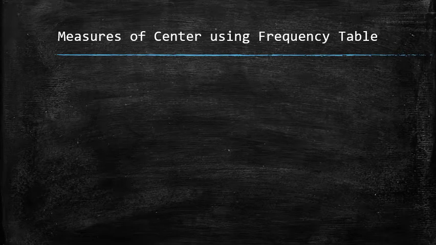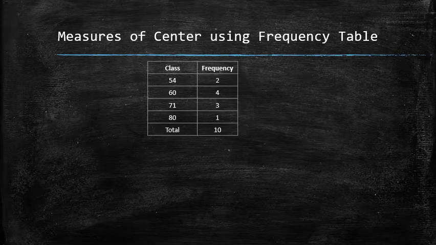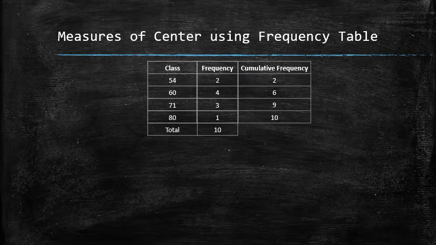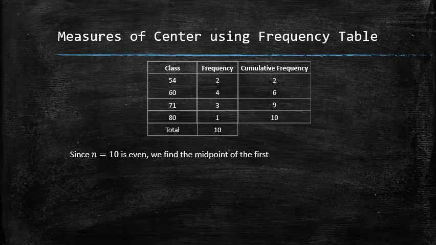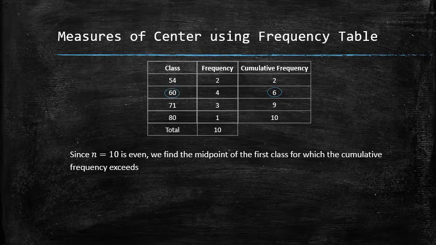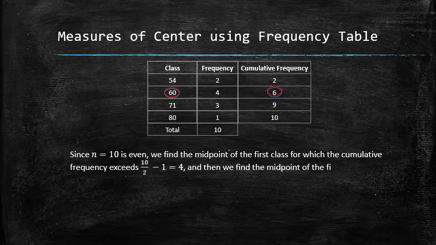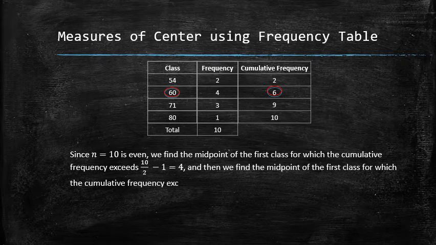Let's consider the following frequency table again, along with its cumulative frequency table. Since n is even, we find the midpoint of the first class for which the cumulative frequency exceeds 10 divided by 2 minus 1, which is 4. And then we find the midpoint of the first class for which the cumulative frequency exceeds 10 divided by 2, which is 5. The average of the two 60s is 60.